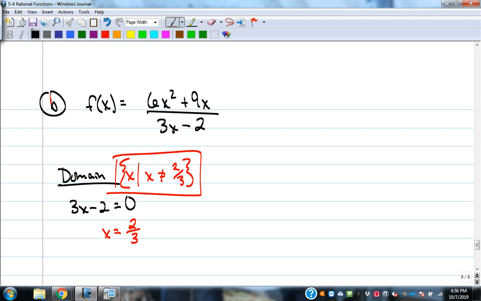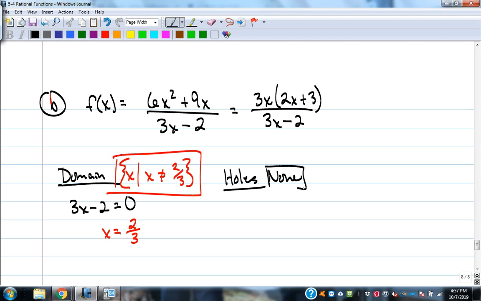All right, so that doesn't satisfy everything. So we need to go ahead and try to simplify if at all possible. So I didn't have to factor the denominator, but I could factor the numerator to see if something's going to cancel out. So the GCF of 6x squared and 9x would be 3x, and that would leave us 2x plus 3. But that doesn't simplify. Nothing cancels out. So what's that mean about holes in the graph? There are none. So we know that the holes, there are none. Okay? Because nothing canceled out.